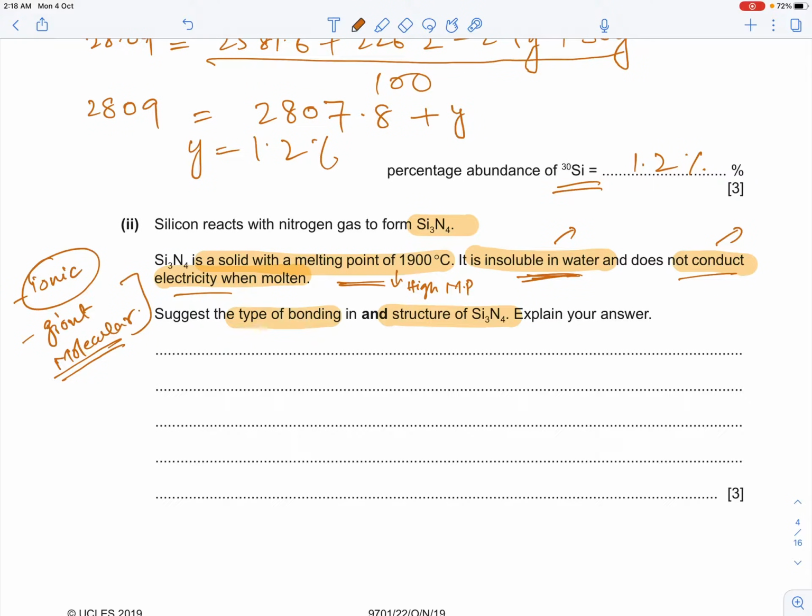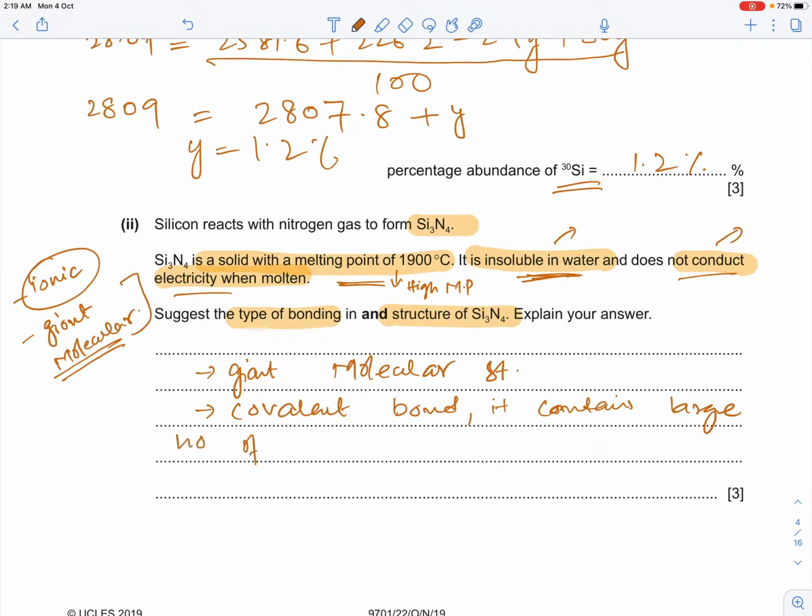So we can simply say that the structure would be a giant molecular structure, right? The type of bonding would be covalent bonding. It contains a large number of strong covalent bonds, due to which it has a high melting point.